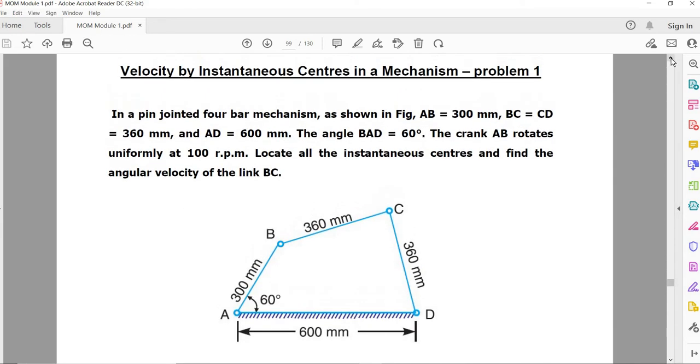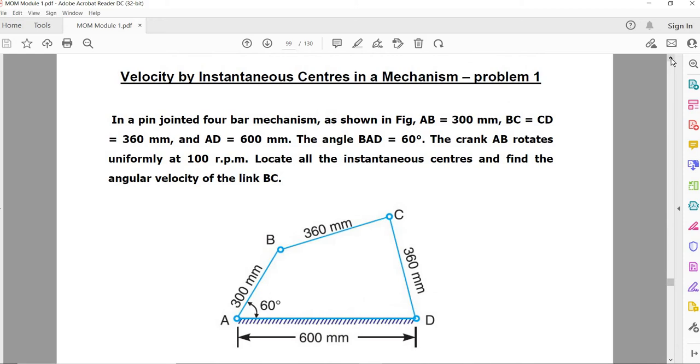So this is a problem as shown. In a pin joint 4-bar mechanism as shown in the figure, the crank AB is 300 mm, BC is equal to CD is 360 mm, and AD is 600 mm. The angle BAD, that is the crank angle, is 60 degrees. The crank AB rotates uniformly at 100 RPM. That is very important: N AB is equal to 100 RPM. Locate all the instant centers and find out the angular velocity of link BC and CD also. So this is the problem.